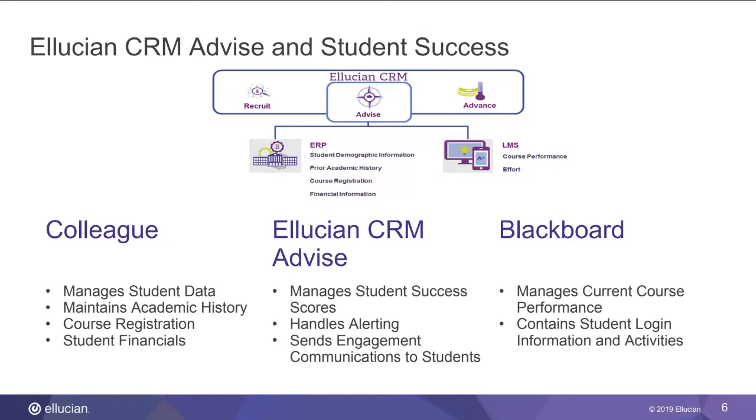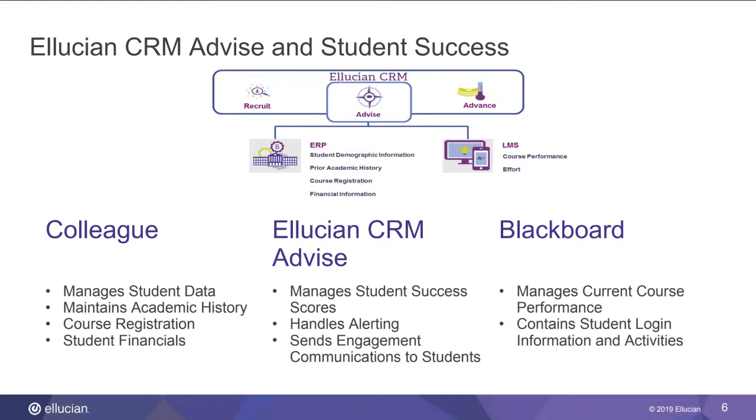And then we have CRM Advise. CRM Advise will only receive information from Colleague. It will not send information back to Colleague. It's just a platform that receives information. So with CRM Advise, we'll be able to use the information that we get from Colleague to manage our student success scores. It's going to handle our alerting, as well as sending any engagement and communication to our students.